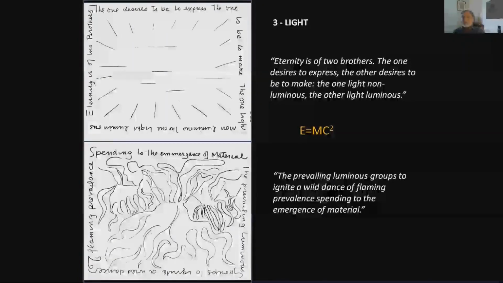Einstein chose a mathematical formula, a rational one. Kahn chose a very poetic way of putting it, but both of them are saying that energy and matter, light and prevalence, light and the materiality of that which is built are one and the same. One becomes the other given certain conditions. So that is light.